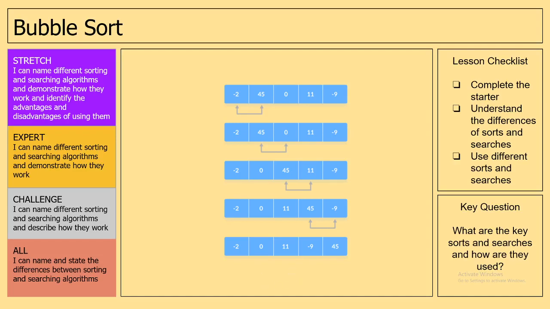So the bubble sort compares 2 values. And as soon as 2 values are not in the right order, we switch them around. We switch them around until we get to the perfect point where the bubble sort is done and all the numbers are sorted out.